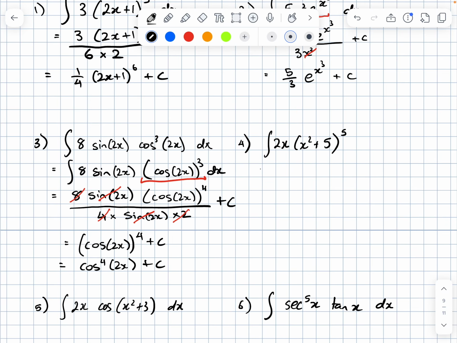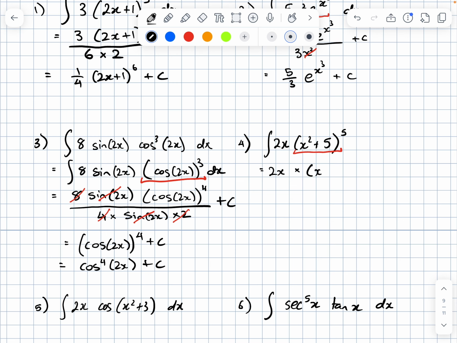Number 4, again we've got brackets. We look at the inside of the bracket and see what its derivative is. The derivative of the inside of the bracket is 2x. That's what's on the outside. So this is again in the same form. We're going to just write down that 2x, and I'm only going to focus on integrating our bracket.